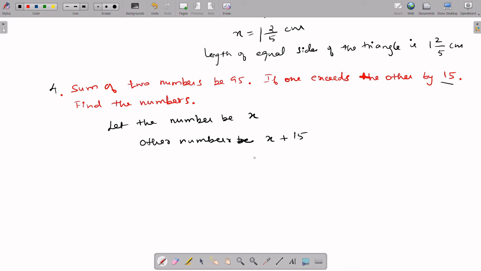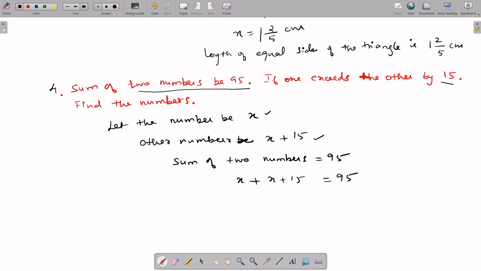And what is given? The sum of two numbers is 95. This condition is given in our problem. So one number is x, the other number is x plus 15. So the sum of two numbers is equal to 95. These two sum to 95, or 2x plus 15 is equal to 95.